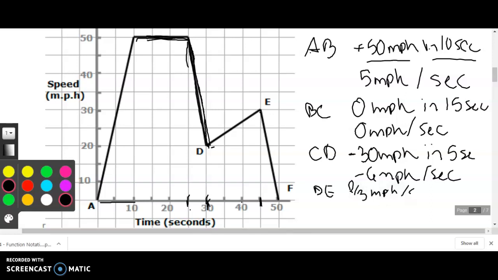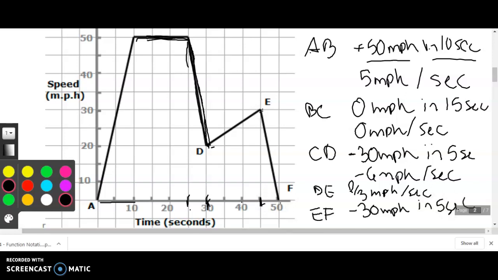per hour per second. And then finally, E to F, we're going from 30 down to 0, so we've gone down 30 miles per hour in 5 seconds.